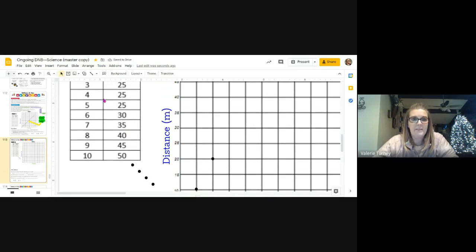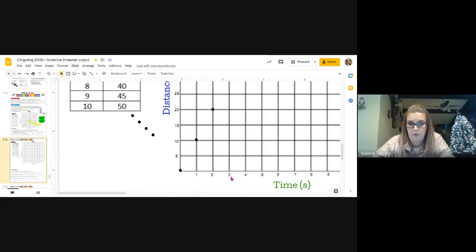All right. At 3 seconds, they were at 25 meters. All right. So here we go. 3 seconds right here. So you'd follow 3 seconds up and then 25 across. So 3 seconds and 25 meters right there.